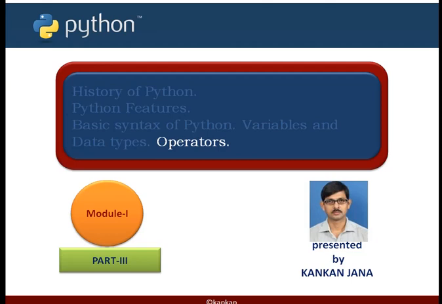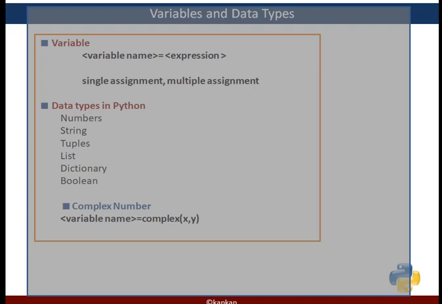I have already discussed variables and data types in detail, how to write the syntax, all these things, and types of data. Another type of data we know is the complex number. Now we'll go for the next lecture, that is part 3 of our module 1.